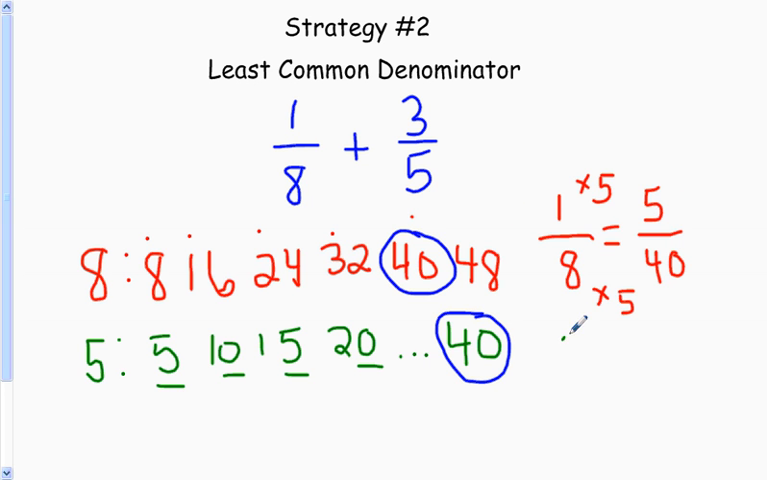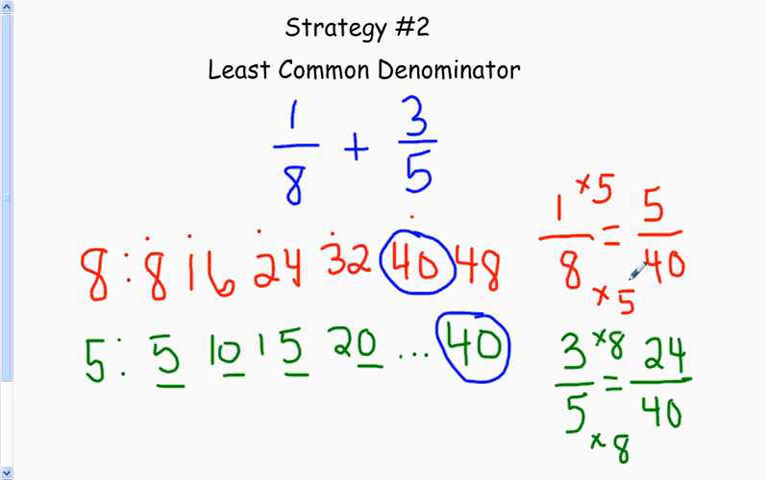Next step is to take the 3/5 and we're going to do the same thing, set it up with a new denominator of 40. And how many times would I skip count by 5 to get to 40? Now I jumped ahead, but if we take a look here, if 8 times 5 is 40, then 5 times 8 should also be 40. Whatever I do to my denominator, I do to my numerator. So 3 times 8 is 24.